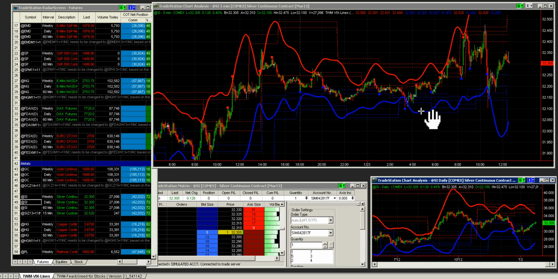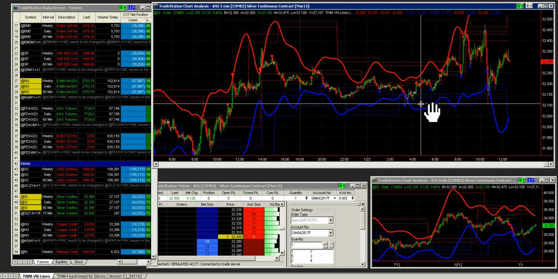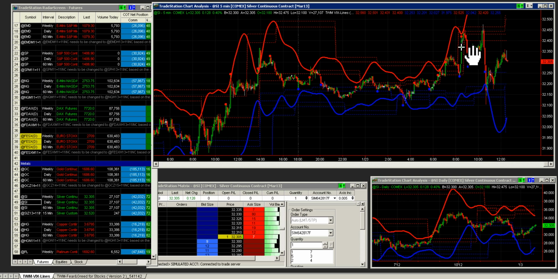So if we take, for example, this trade here, we just would be able to set a stop loss maybe here and go up and see what happens. And here on the daily time frame, you can see that VIX Lines basically works on every time frame. And on the longer time frame, you can see that it works on every time frame.